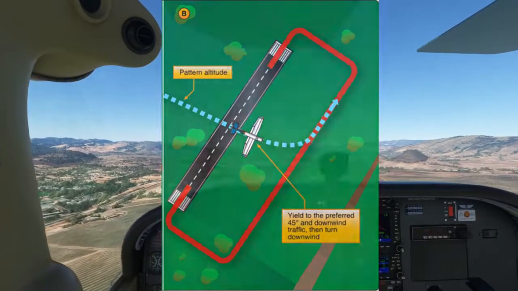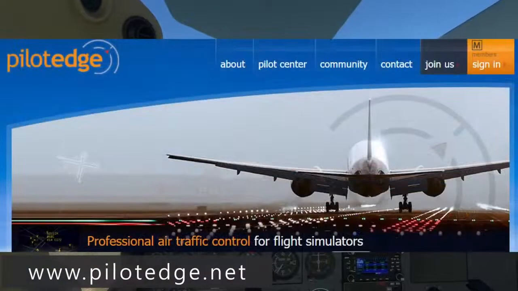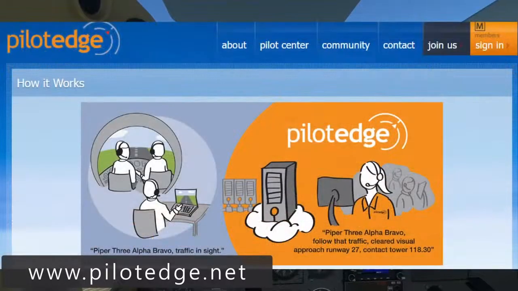For those unfamiliar, the air traffic control that you heard in the sim today was from the Pilot Edge Air Traffic Control Network for flight simulators. Pilot Edge offers live, real-time air traffic control. That's right, the air traffic controllers you heard today are real people who are working on the other side of the Pilot Edge network to bring you actual air traffic control for your simulator.